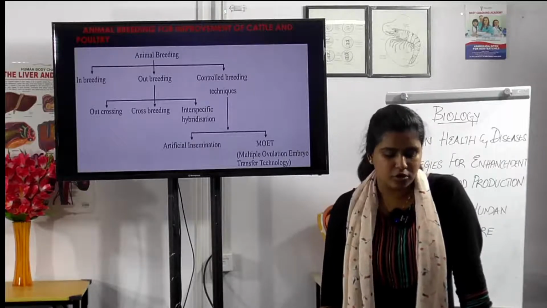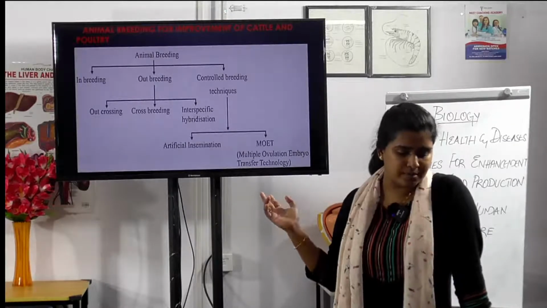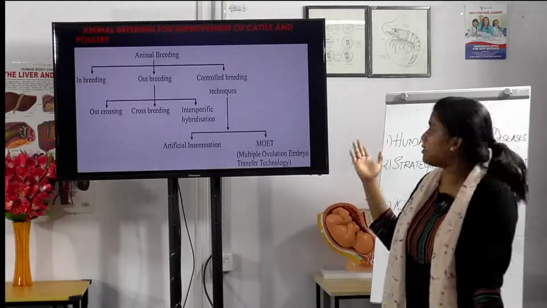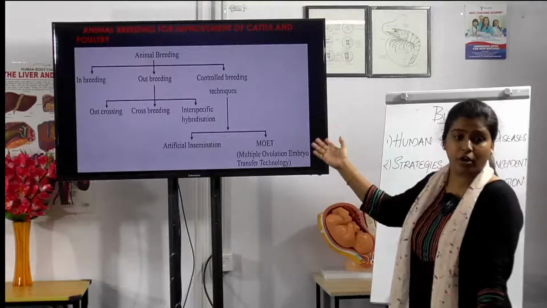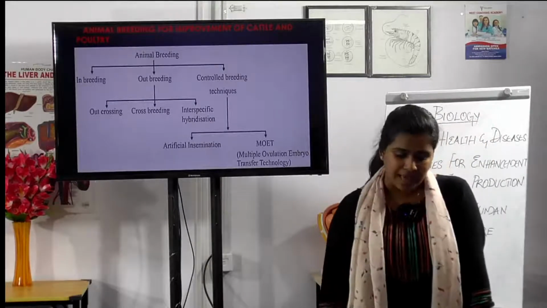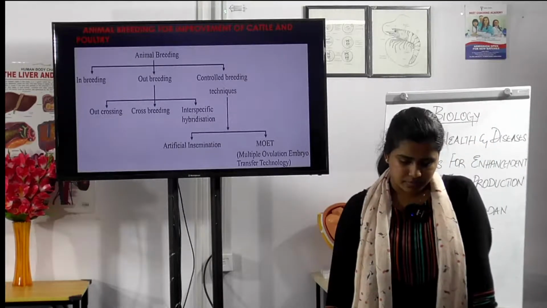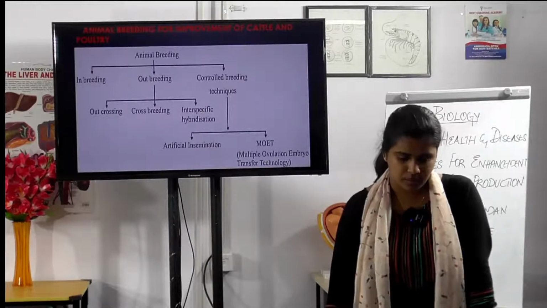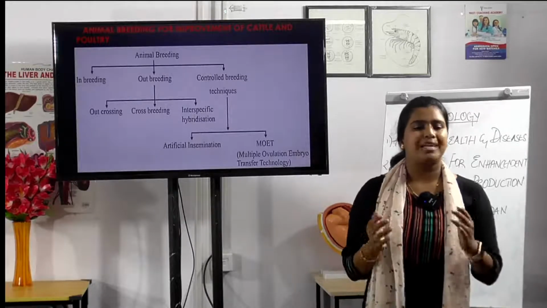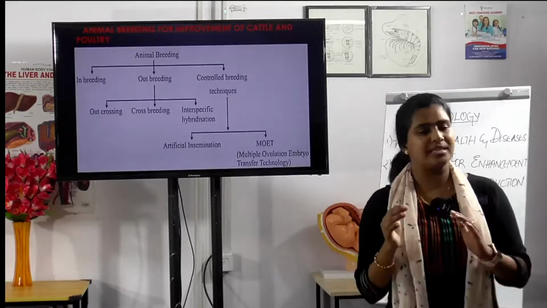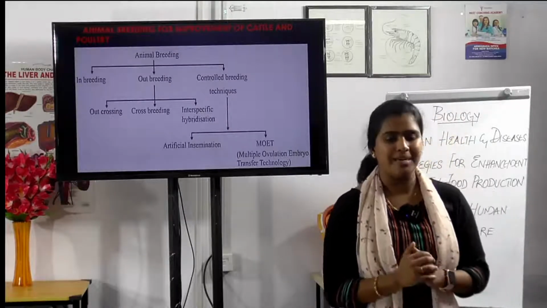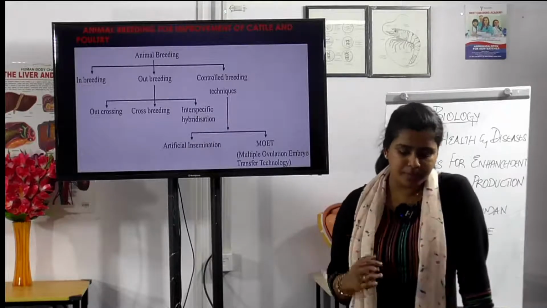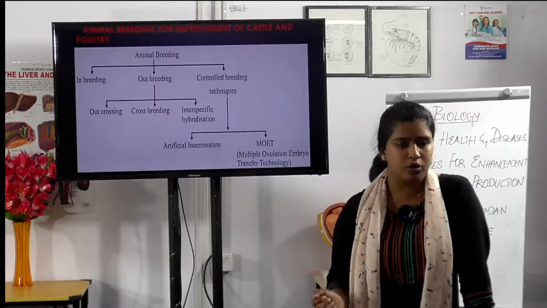And there are three types: outcrossing, crossbreeding, and then interspecific hybridization. Now let us see what outcrossing is. It is the practice of mating animals within the same breed but having no common ancestors, that is 4 to 6 generations, and the offspring produced from that is called an outcross.